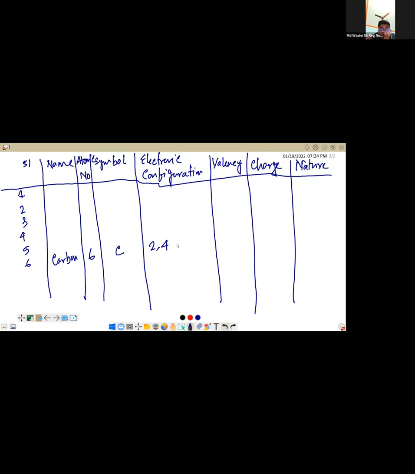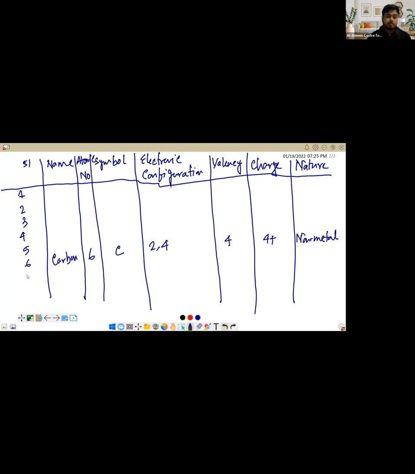What will be the valency over there? It will be 4, and the charge will be 4 plus, positive. And nature? Metal or non-metal? Non-metal, or non-metallic, you can say.